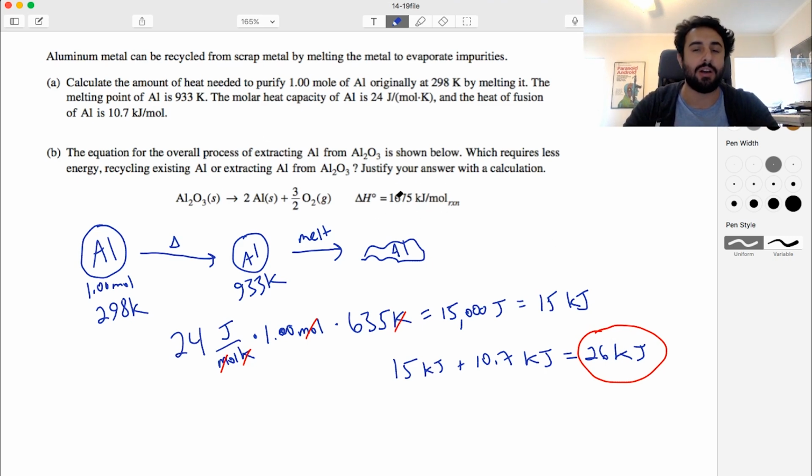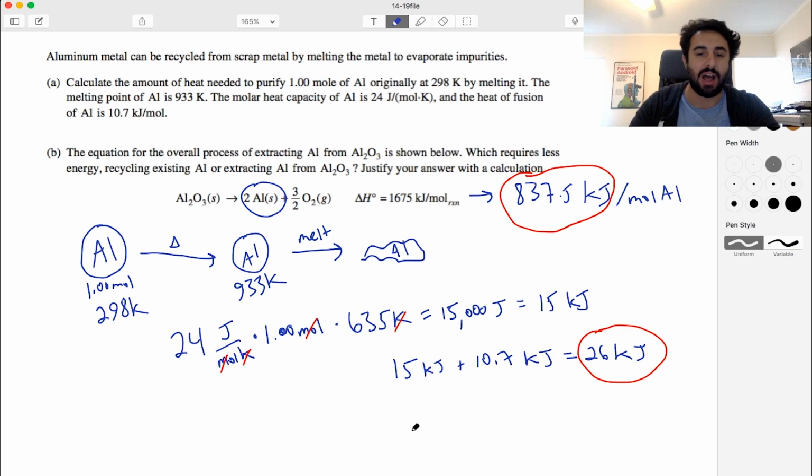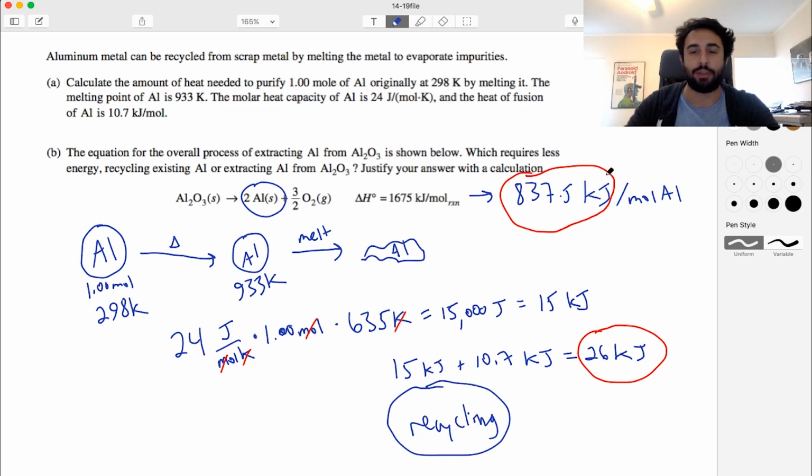Here, this is the amount of energy required to get 2 moles of aluminum, right? So we just cut it in half. That's going to be 837.5 kilojoules per mole of aluminum. And if we're going to compare 837.5 kilojoules to 26 kilojoules, obviously recycling is going to be the one that requires way less energy, right? We can see this is like 30 times less energy to recycle it than to extract it from an ore.